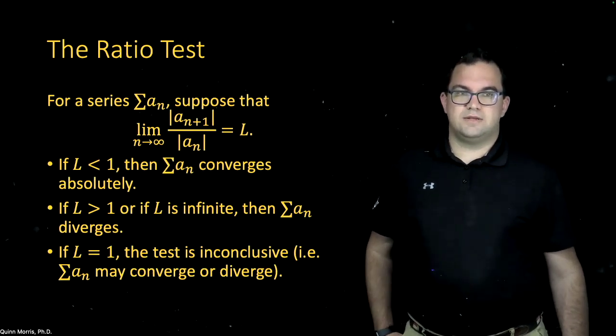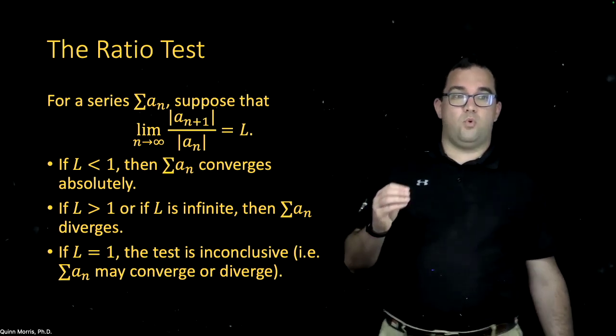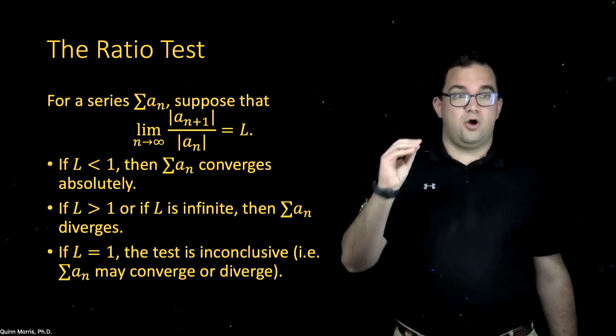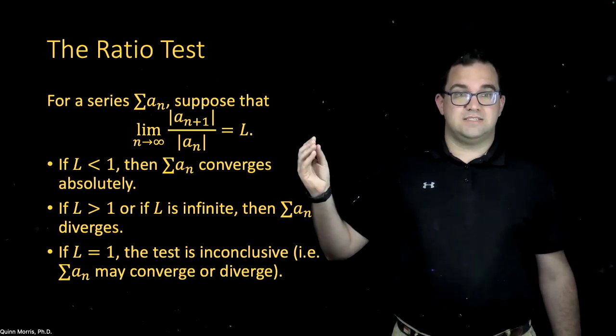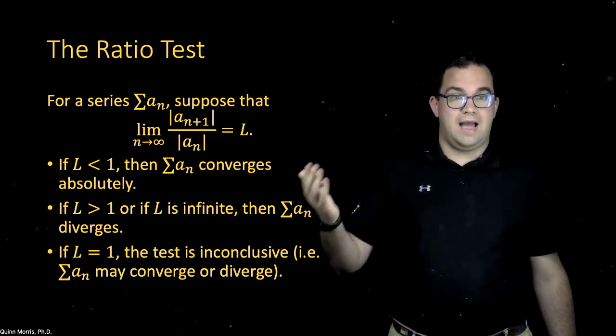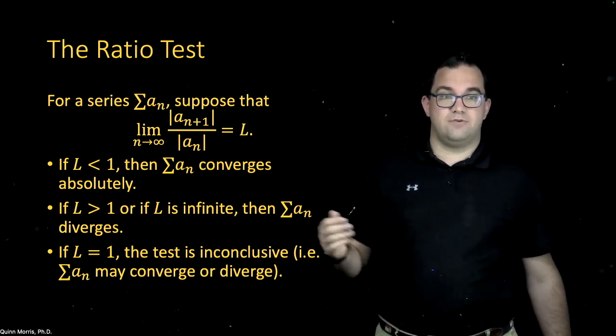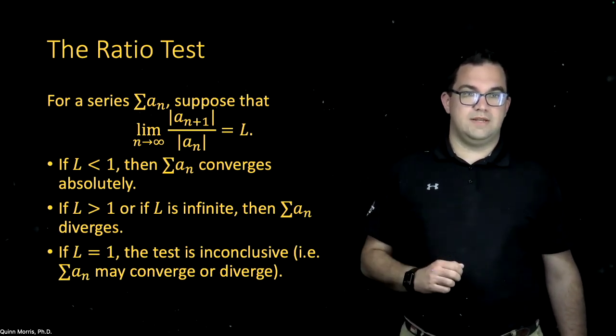The last two tests we looked at were the ratio and root tests. Both of these allow us to look at some quantity that depends only on the series that you're looking at and analyze some limit. If that limit is less than 1, we get absolute convergence. If the limit is greater than 1 or infinite, we get divergence. But if the limit is equal to 1, it's inconclusive.